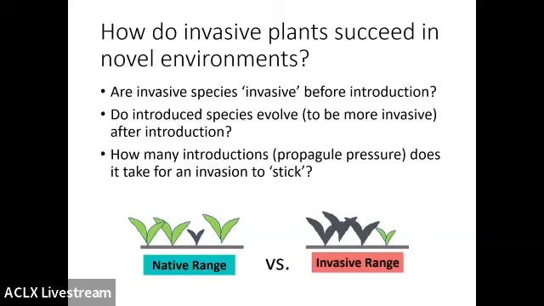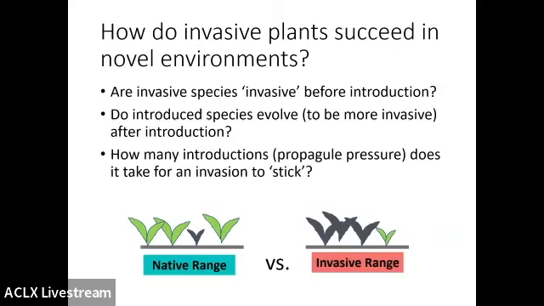With invasions, we can ask questions about the role of standing genetic variation, admixture, or novel mutations in the process of adapting to novel environments. Some of the questions we typically want to understand are: are invasive species sort of invasive before they're introduced? In other words, are they pre-adapted or exapted to similar environments? And that's what allows them to hit the ground running. Or do introduced species evolve to be more invasive after introduction? And then how many introductions, or what's the propagule pressure that's really required for an invasion to stick?